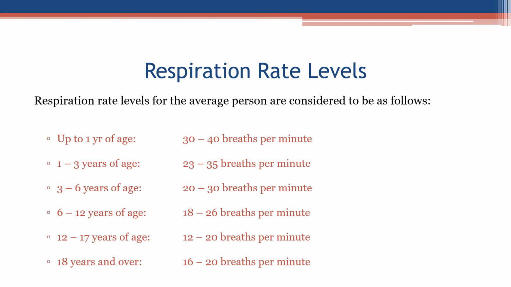Respiration rate levels. Respiration rate levels for the average person are considered to be as follows. Up to 1 year of age, 30 to 40 breaths per minute. 1 to 3 years of age, 23 to 35 breaths per minute. 3 to 6 years of age, 20 to 30 breaths per minute. 6 to 12 years of age, 18 to 26 breaths per minute. 12 to 17 years of age, 12 to 20 breaths per minute. 18 years and over, 16 to 20 breaths per minute.